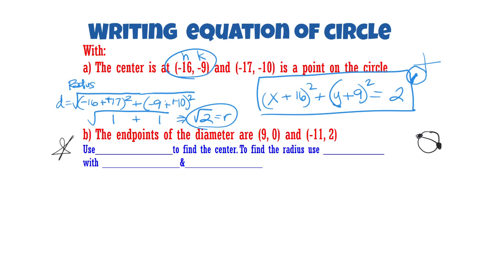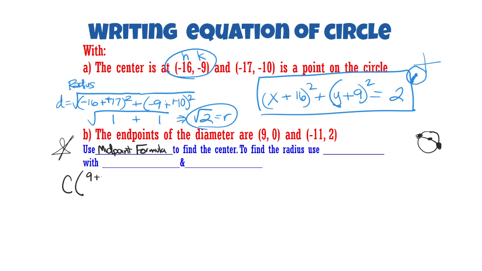What do you think you need to do to find the center? Well, it would be right here. So we should use the midpoint formula to find the center. All right, let's go ahead and do it. Remember, the midpoint is like finding the average. So you're just going to add the x's, divide by 2.